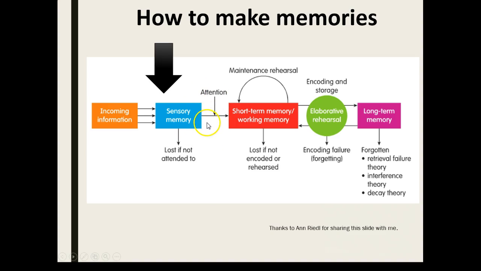If we do pay attention, then it can become part of our short-term memory. It's possible. It doesn't automatically, but it can. If we rehearse things while we're thinking about them, we can hold them in our working memory for a little while. And if we then rehearse those things elaborately, repetitively, and over a period of time, we can take short-term memories and encode them into long-term memories.